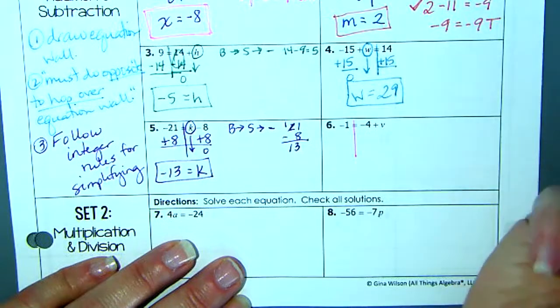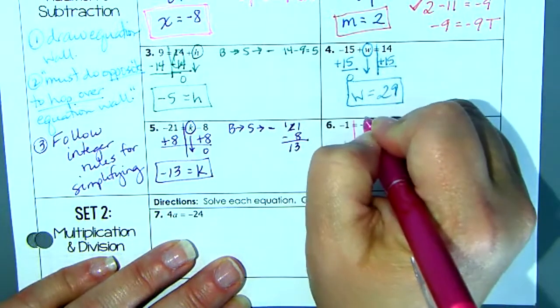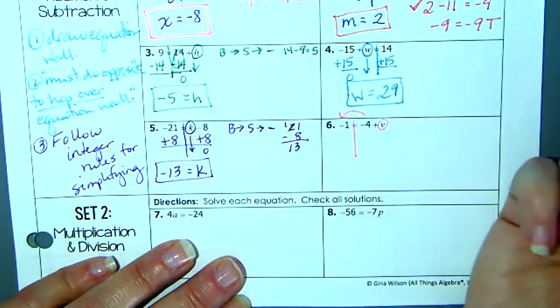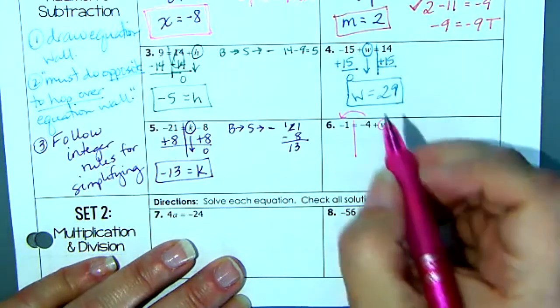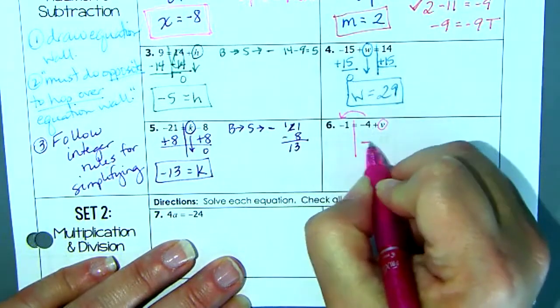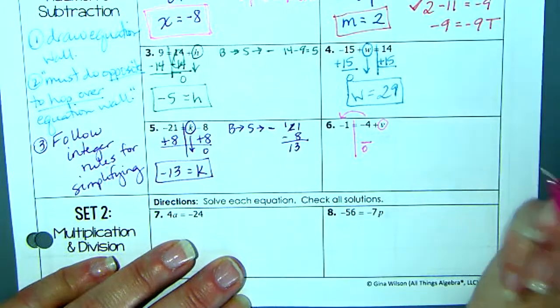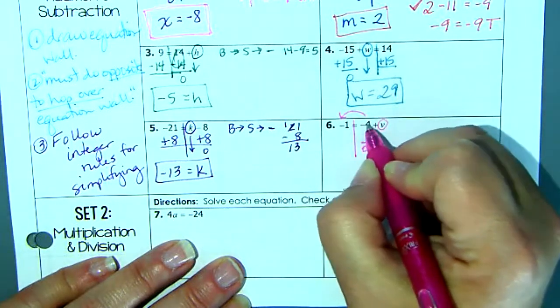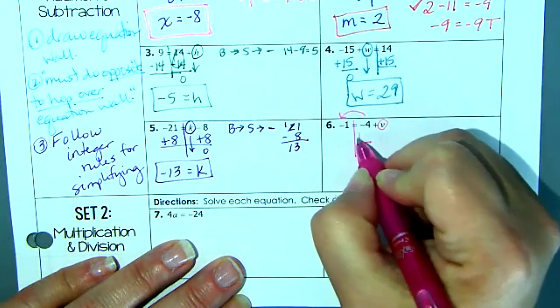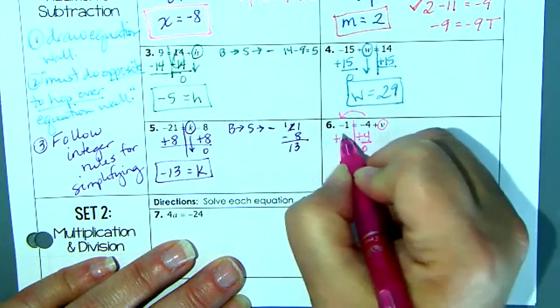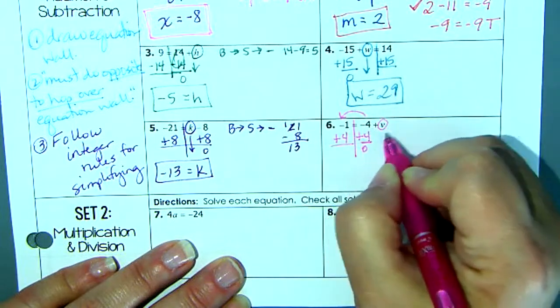Addition or subtraction. Draw my equation wall. There's my V. Remember, the ultimate goal here is to get this number to the other side. What do I have to do to get it to the other side? Well, I'm looking here. What do I have to do to make this equal 0? -4. What does -4 have to do to get back to 0? We have to add 4 to both sides. When I do this, that equals 0.